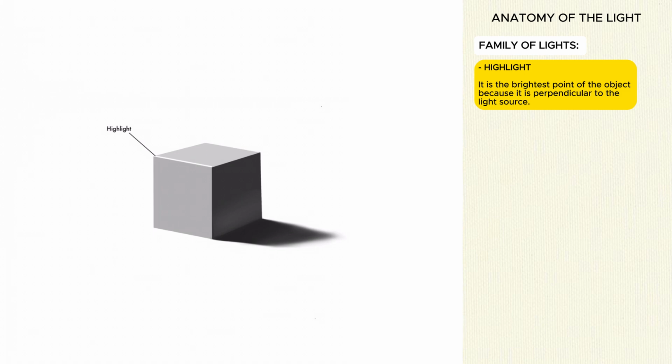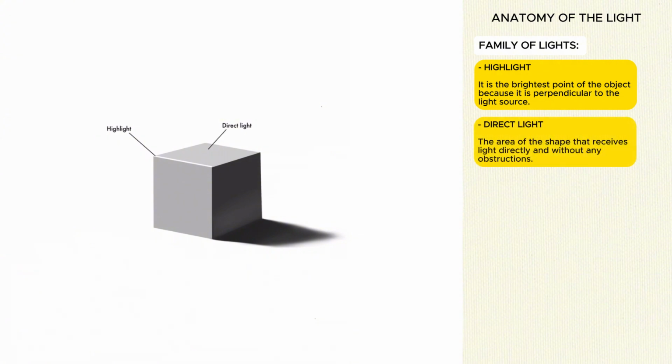The next aspect within the family of lights is the direct light. This term describes the region of the shape that receives illumination directly from the light source without any obstructions. This part of the object is fully exposed to the light, resulting in a bright and well-lit surface.